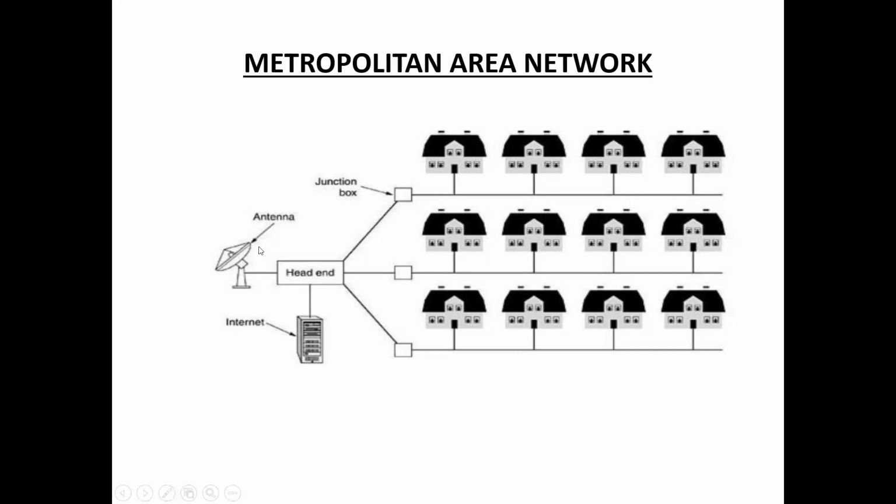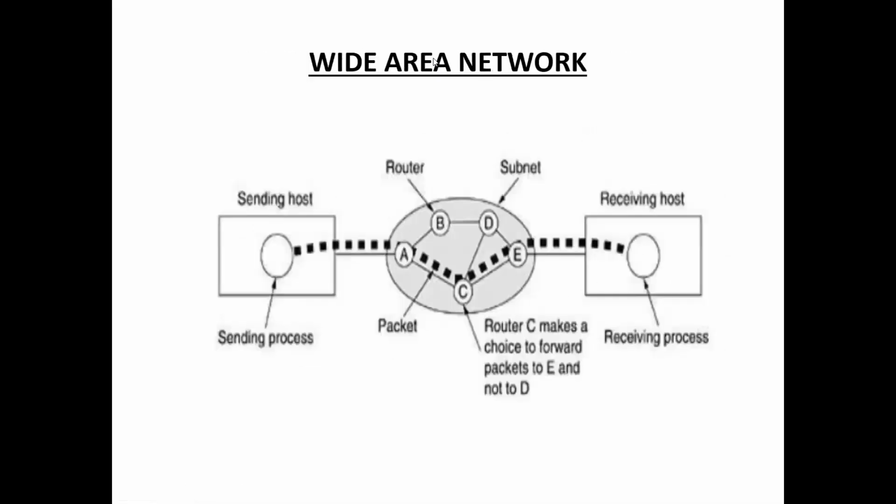So here the head end retrieves the signals from the antenna and gets the information from the internet and distributes them to the subscribers' homes through the junction boxes. So this is about metropolitan area network within the city. Next, wide area network.